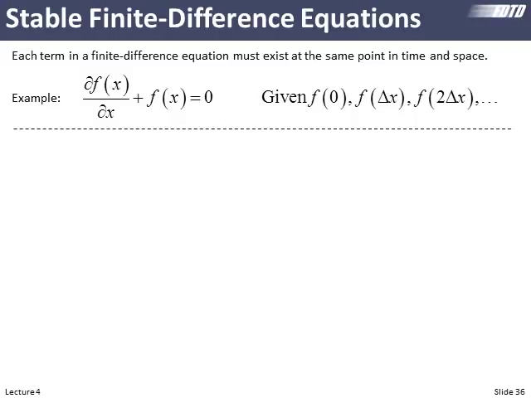So we'll go to Maxwell's equations. And everywhere we see a derivative, we will somehow approximate it with finite differences. Now, there's a really, really important rule anytime we apply a finite difference method, whether it's time domain, frequency domain, or something else. Every term in the equation has to exist at the same point in time and space.